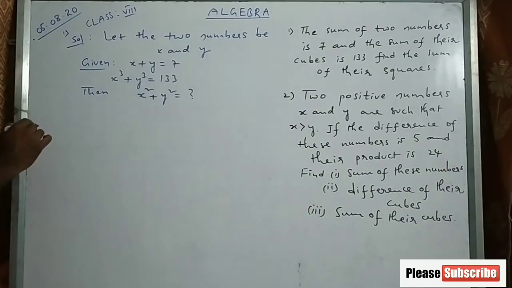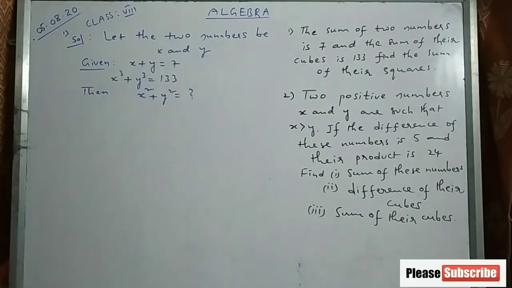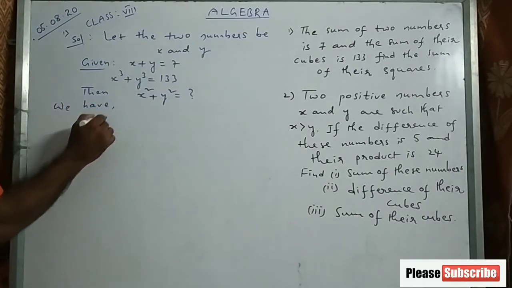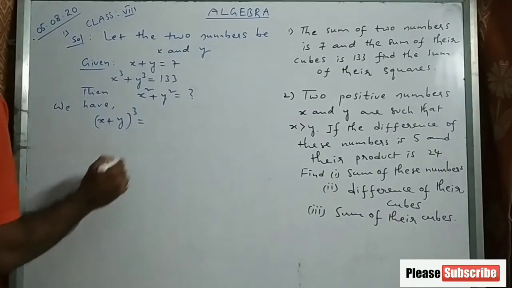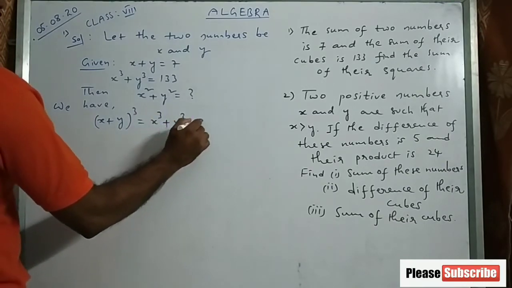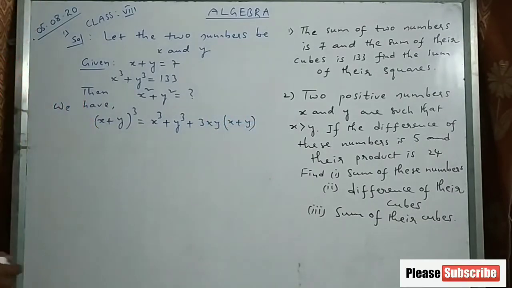So which formula can we use now to do this? First we have to find x square plus y square, right? Before that I am going to use one formula here. We have a plus b whole cube. Remember this formula? a cube plus b cube plus 3ab into a plus b.